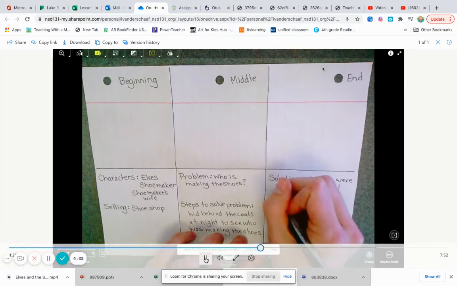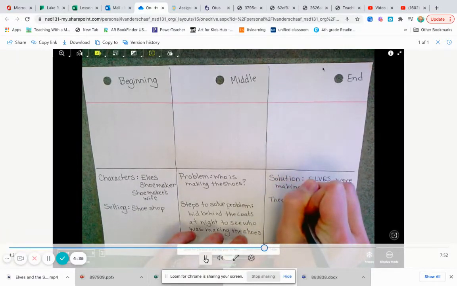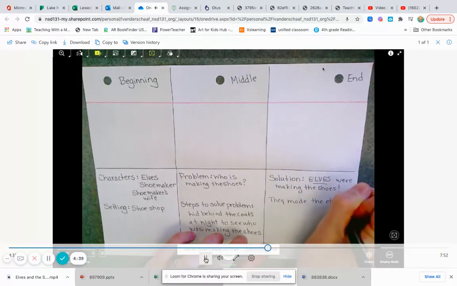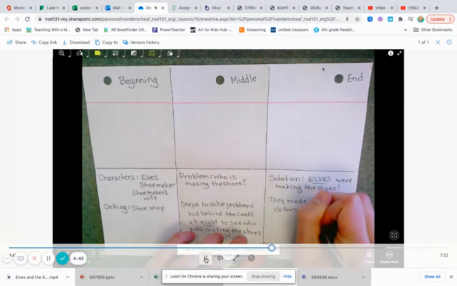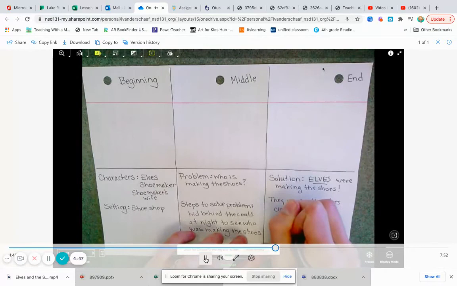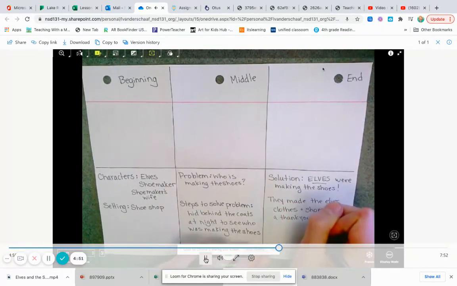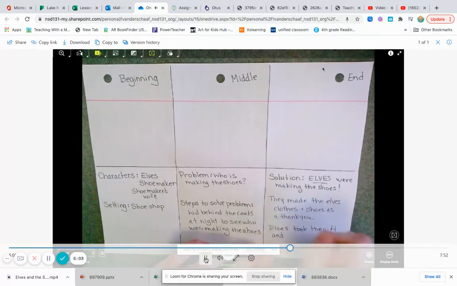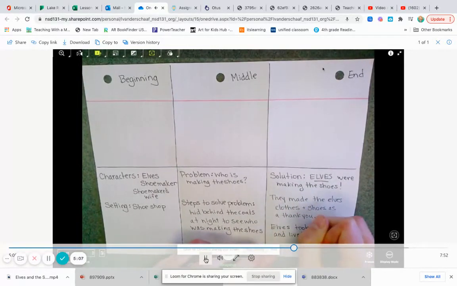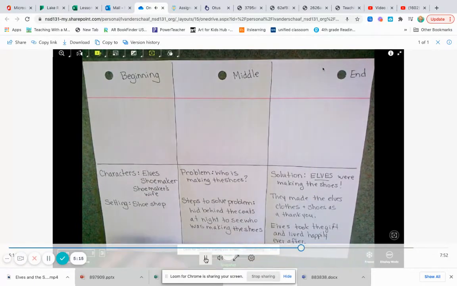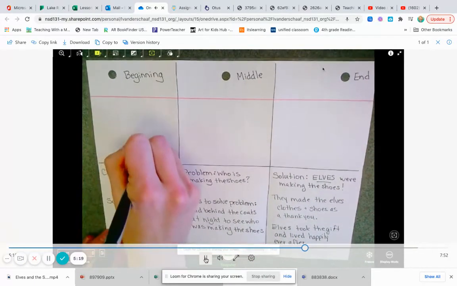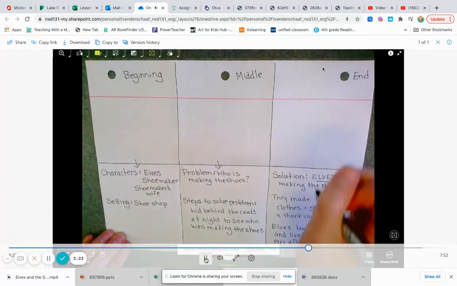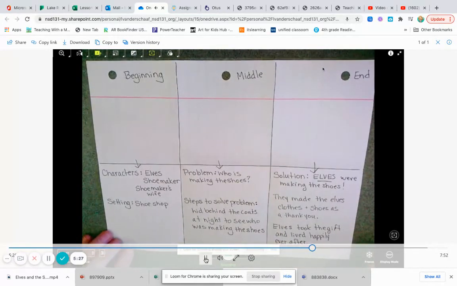What do they do? So we know that they made the elves clothes and shoes as a thank you. And we can think back what happened to the elves. What did they do? The elves took the gift and, I don't know, lived happily ever after. We put that there. Lived happily ever after. So we can take that story, we can have the characters and the setting in the beginning, the problem and how they tried to solve the problem in the middle, and that ending is the solution. How did they solve the problem and how did it wrap up the story?